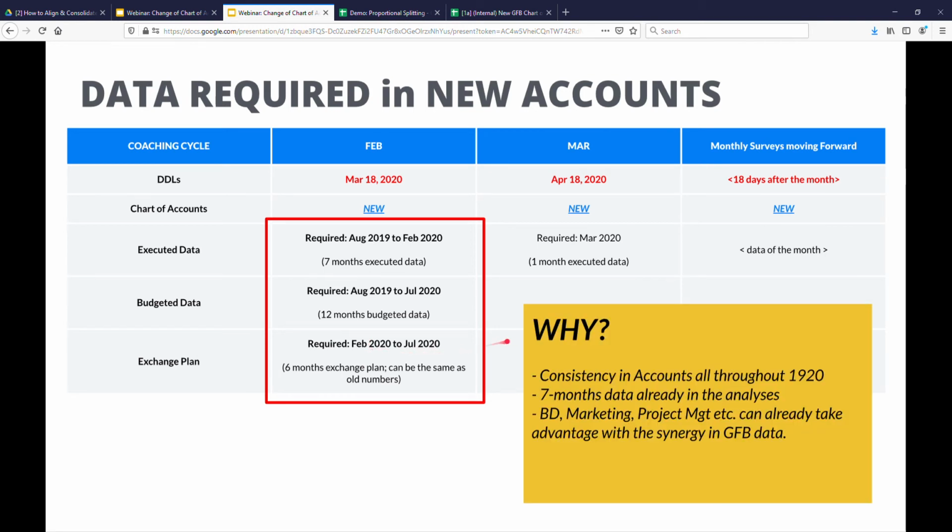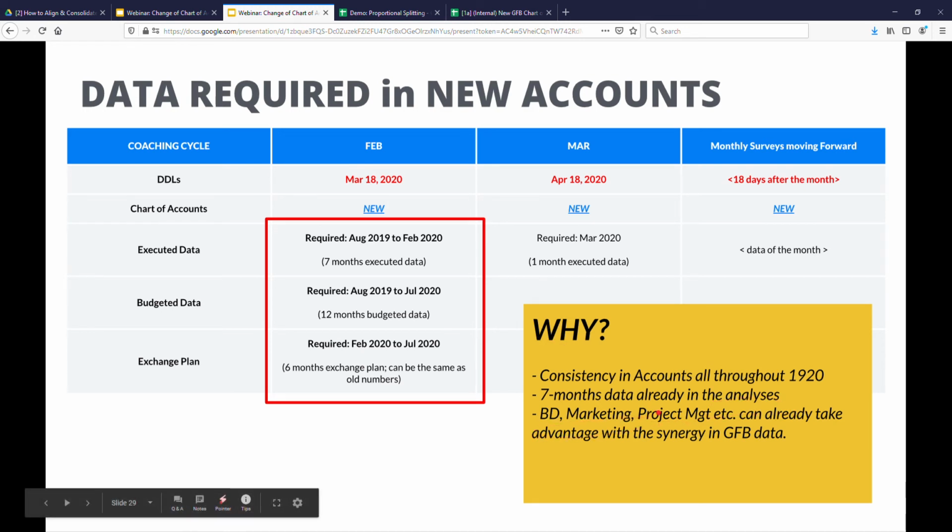So why are we doing this? First is consistency in accounts all throughout 1920, so that by the time of the February survey, we can have consistency in all accounts, because that would make our analysis more consistent right off the bat. Second is 7 months of data would already be in the analysis, as I mentioned.